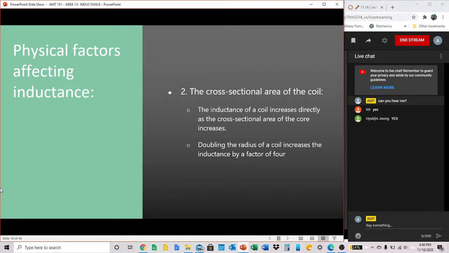Number 2, the cross-sectional area of the coil. The inductance of a coil increases directly as the cross-sectional area of the core increases. Doubling the radius of a coil increases the inductance by a factor of 4.